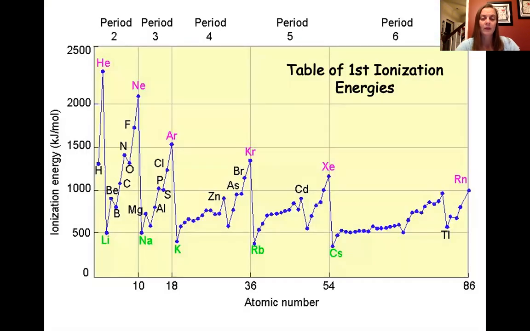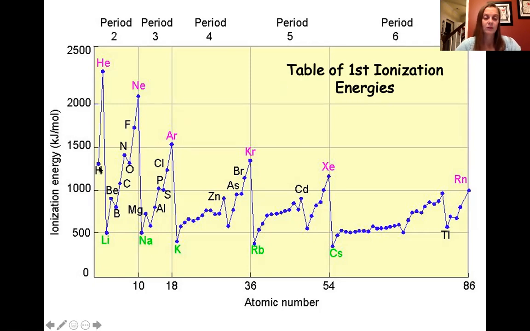Sorry about that. Okay, so first ionization energies. When we talk about ionization energy trends, we're almost always talking about first ionization energies. We will be talking about first and second and third ionization energies as we move forward. But when we talk about ionization energy as a trend, we're talking about first ionization energy.